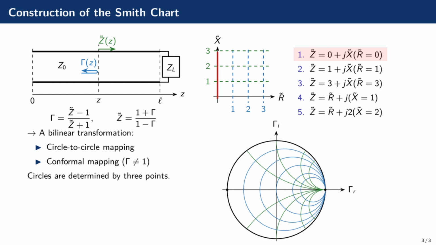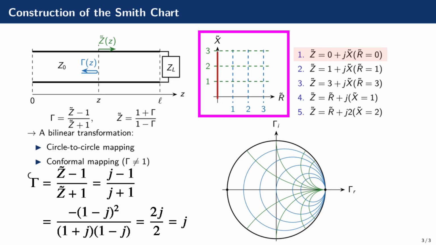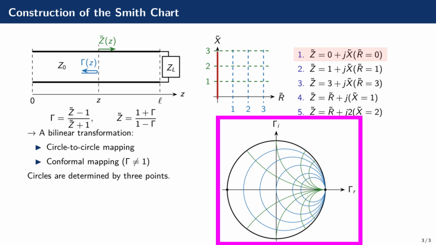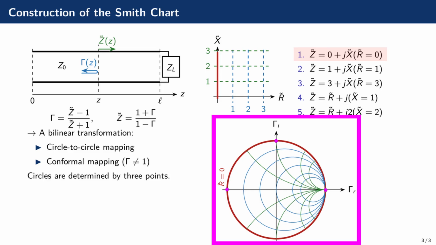For R tilde equals 0, we use 3 points. When Z tilde is 0, gamma is minus 1. When Z tilde is j, gamma is j. When the magnitude of Z tilde goes to infinity, gamma approaches 1. The circle through these 3 points is the unit circle. Thus, the imaginary axis of the Z tilde plane maps to the unit circle in the gamma plane.